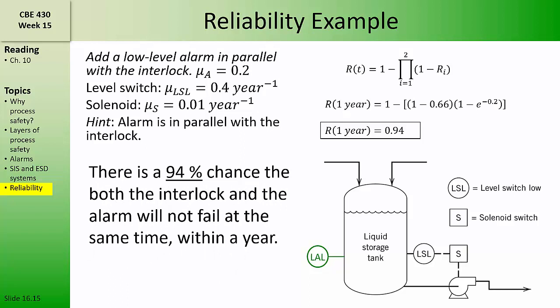This doesn't mean that the probability that any of these components won't fail within a year is 94%. What it means is that there's a 94% chance that both the interlock and the alarm will not fail at the same time within a year. So if the interlock quits working, the alarm will still alert an operator that the level in the storage tank is too low. That's one of the wonderful advantages of having redundancy.